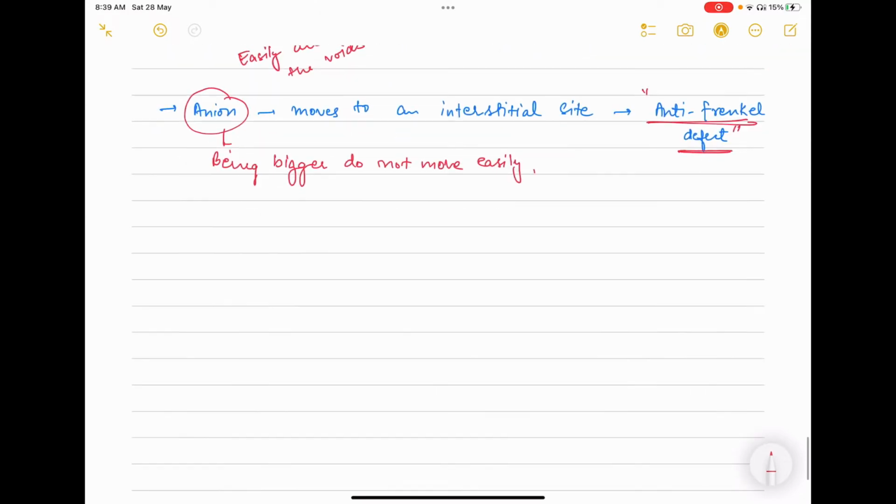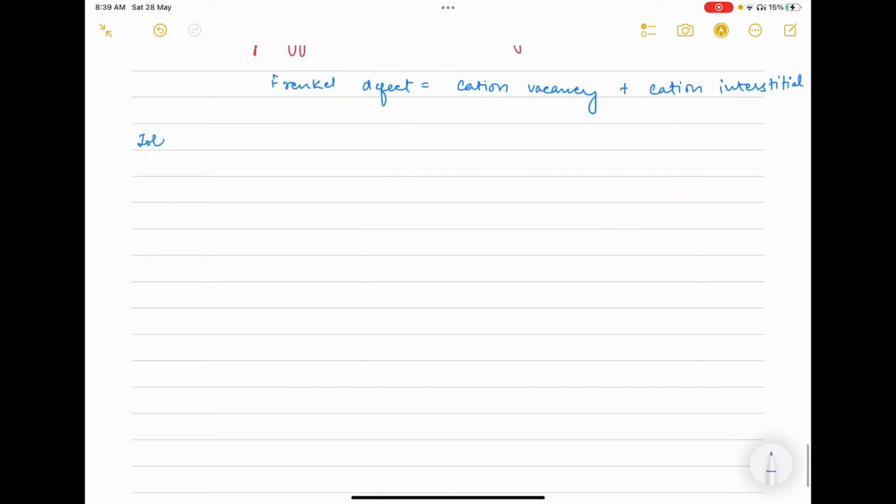Okay. So we can easily conclude that Frenkel defect is equal to a cation vacancy as it leaves its lattice site plus a cation interstitial as it goes and occupies an interstitial site. So, what will be the total number of configurations of defects, or the number of configurations in which defects can be arranged?